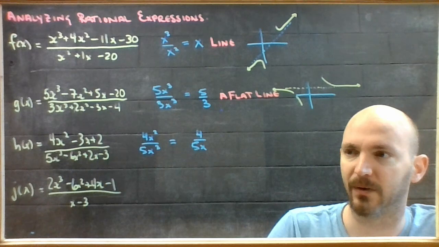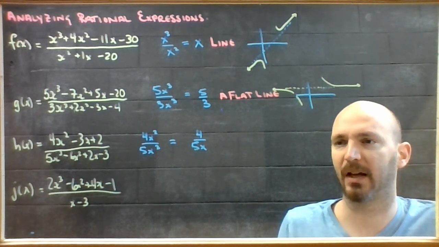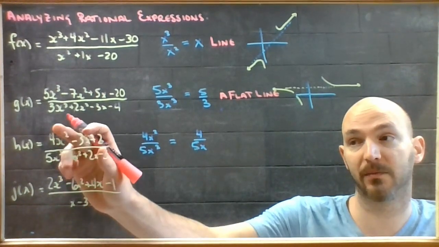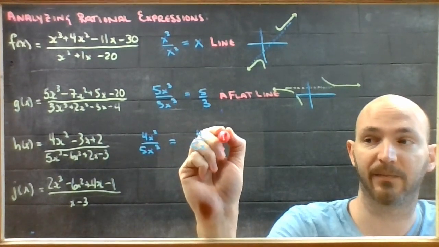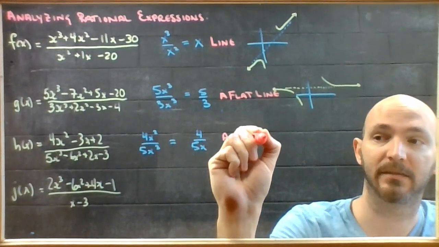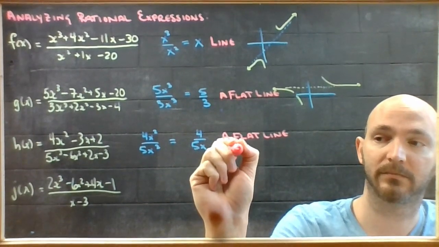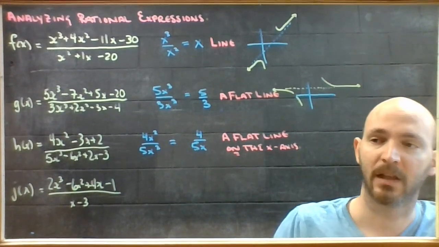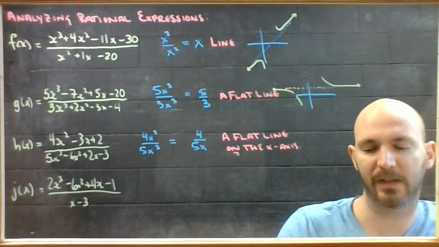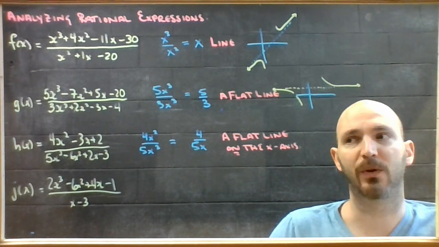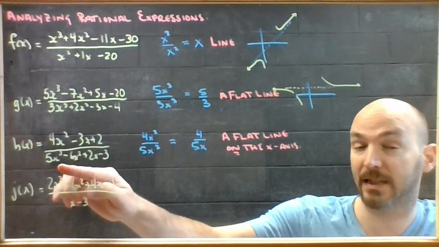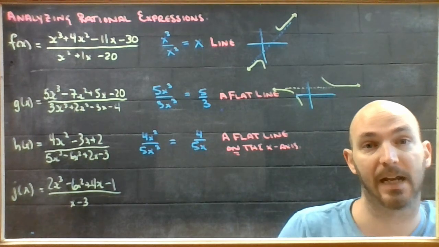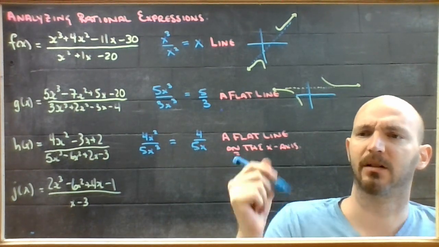So how do I want to write that without making it too complicated? I think the point is that a function like this, where you have a higher order in the bottom than in the top, ends up being a flat line on the x-axis. So you don't have to go and do all the fancy long division. You can just look at the structure of the thing, and if you see that it's a higher order in the bottom, then you know that its end behaviors are a flat line on the x-axis. So those are the ones that look like this.